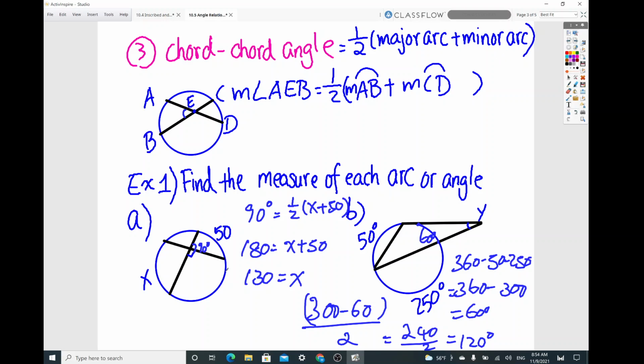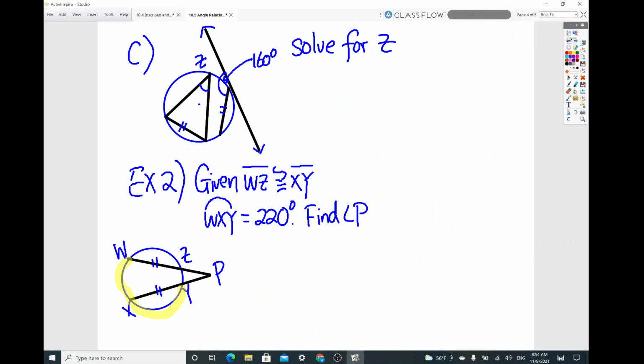Okay, so make sure that you know the difference between the internal and the external angles. And here's another one, solve for z. So we do know that these two chords are congruent. So this angle here is 160. So angle z is over here.